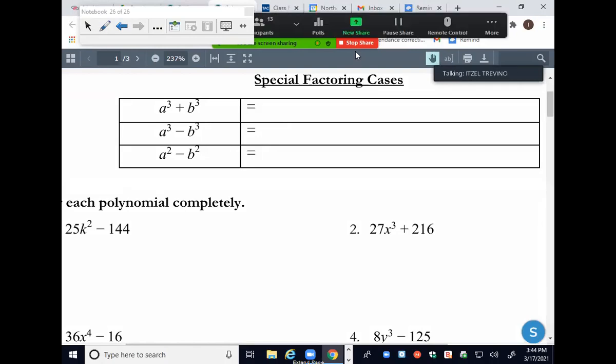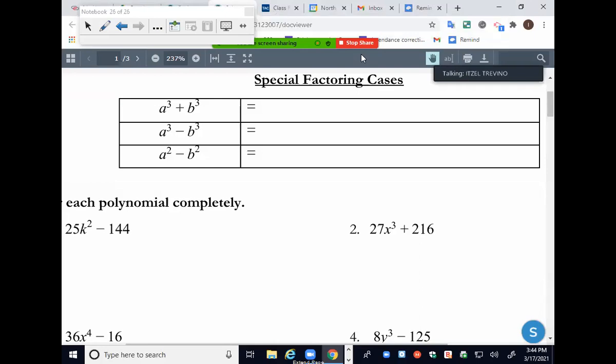So for the sums of cubes, I'm going to write in all capital letters because that's just how I like to write. So I have a plus b, and then I have a squared minus ab plus b squared. I always told you you don't have to memorize it. I will give it to you every single time.